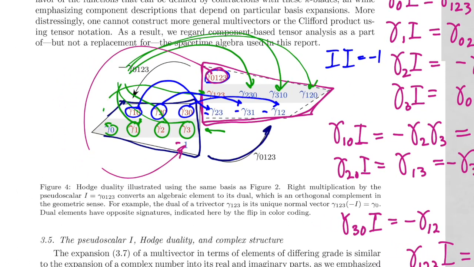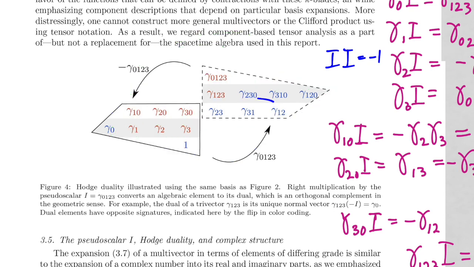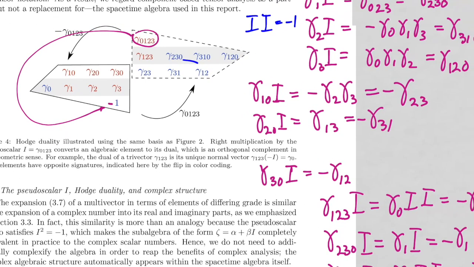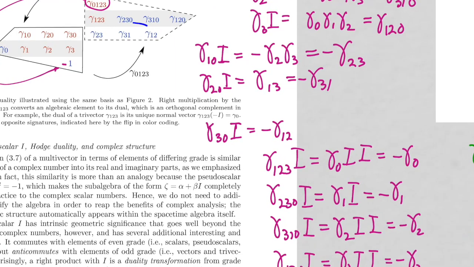So let me erase this. And let's look at these other duals, right? We did this one. We did the dual of gamma 0, 1, 2, 3. And we know that comes back with a sign of minus 1. So we've already done that one. But what about these other guys, right? Well, we've done some of them already.